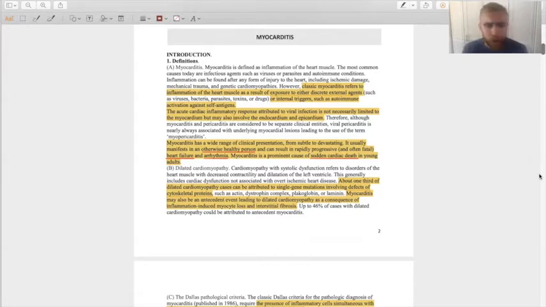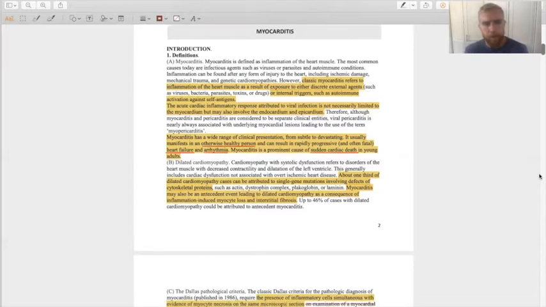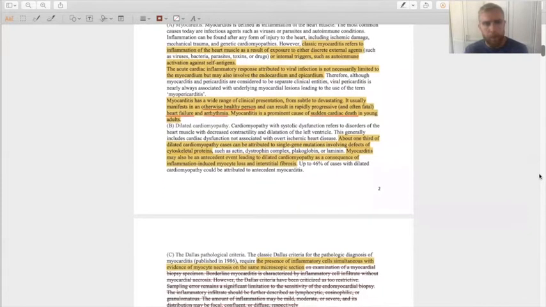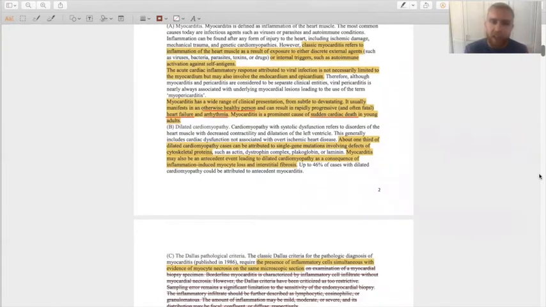Wide range of clinical presentations. Sudden cardiac death is the one to know. Heart failure and arrhythmias are the two worst complications. Myocarditis can lead into a dilated cardiomyopathy. And a dilated cardiomyopathy is basically going to be a systolic dysfunction progression into heart failure.